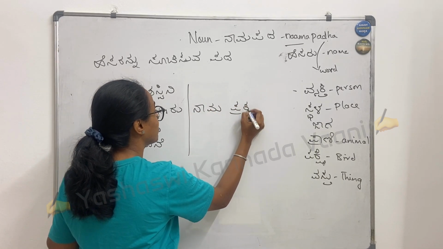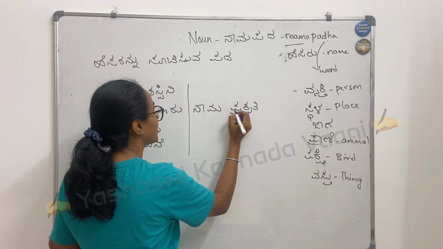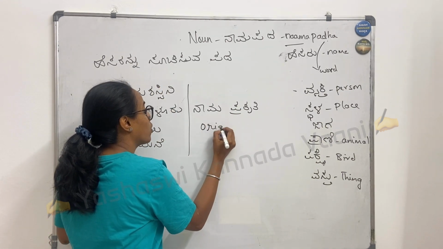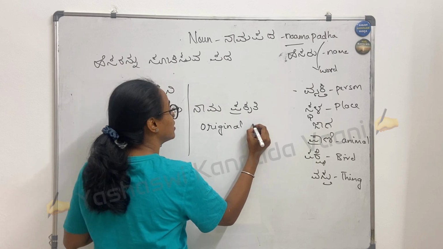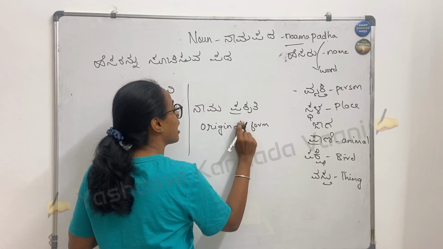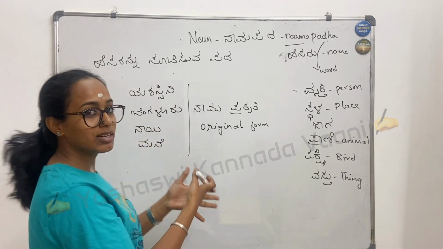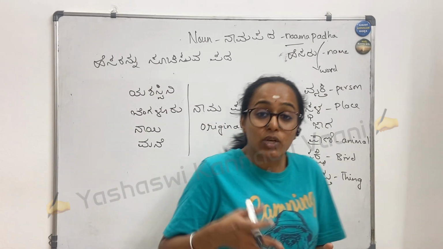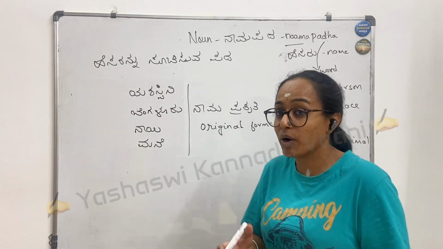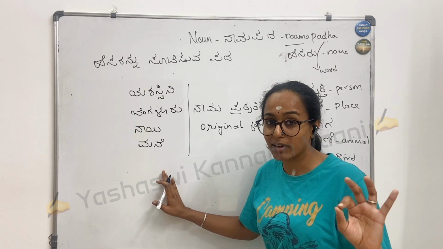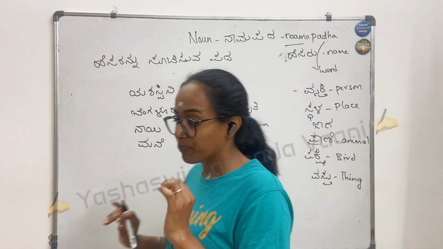Remember this, very important. Prakruti here refers to the form, the root form, the original form. The original form of a noun is called Nama Prakruti. Then you can ask me, ma'am, shouldn't I say this is a noun? We can, but as we go into the detailing of the noun, this is called Nama Prakruti, not just Namapada.